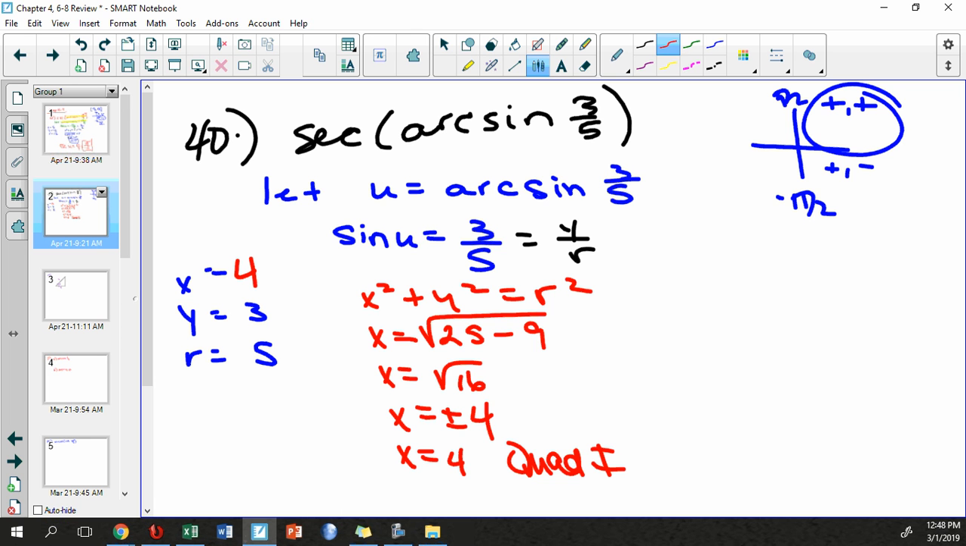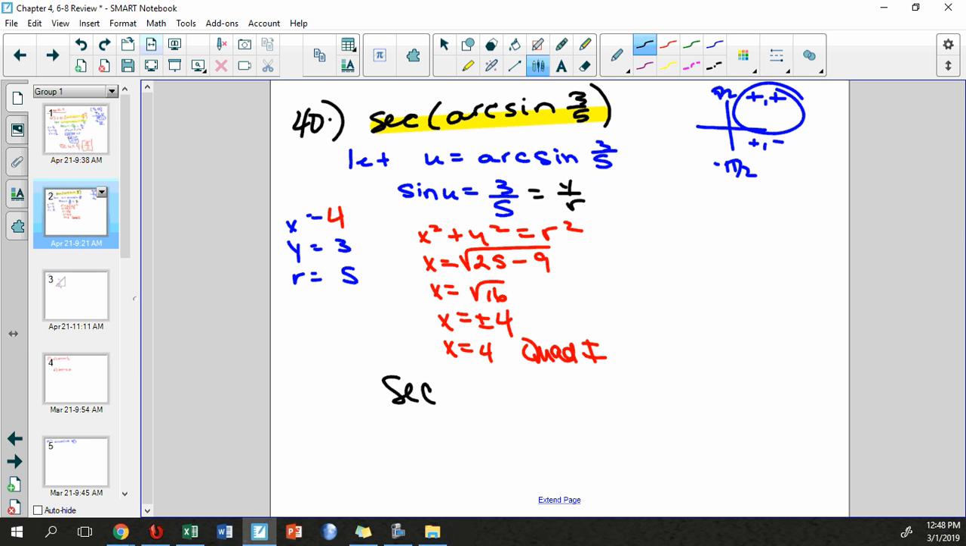And the problem that I am now talking about is going to be what? The secant of u. The secant of u is the opposite of what trig function? The cosine, and cosine is determined to be x over r, so the secant is going to be r over x. So r is going to be 5 and x is going to be 4, so there is going to be your answer. We'll have 2 of those problems on the test. Do we understand that? Any questions over what I just talked about?